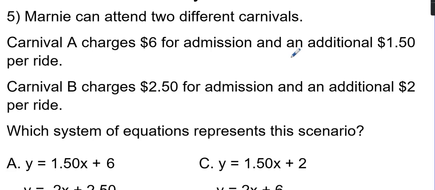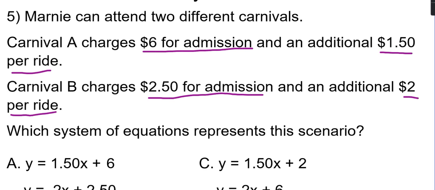Question 5 in your study guide. So here we have to write a system of equations again. Marnie can attend 2 different carnivals. Carnival A charges $6 for admission and $1.50 per ride. Carnival B charges $2.50 for admission and $2 per ride.